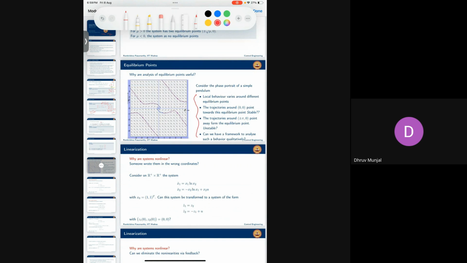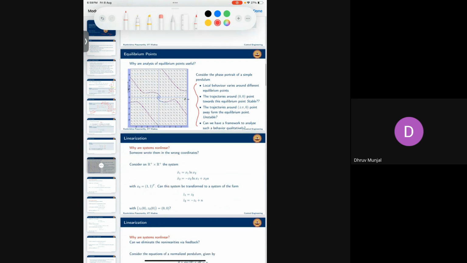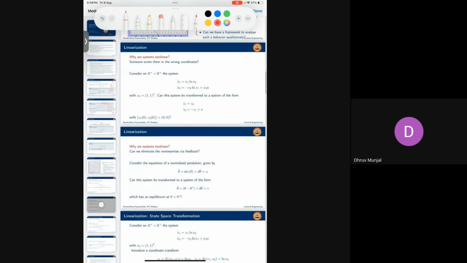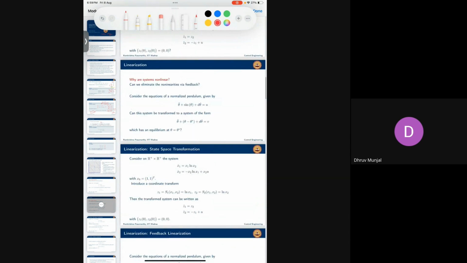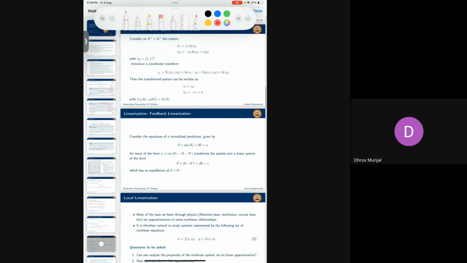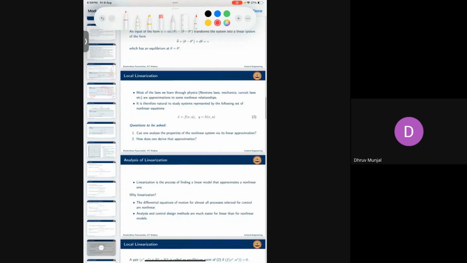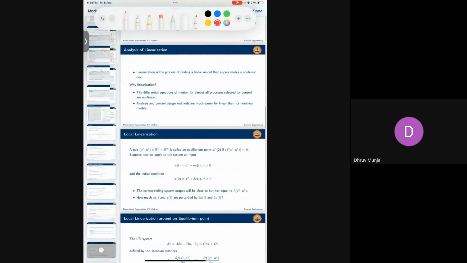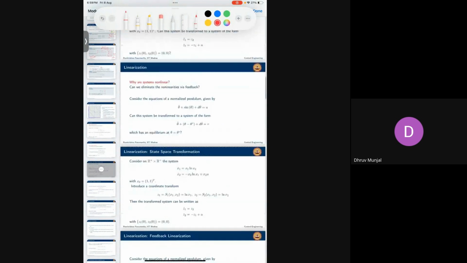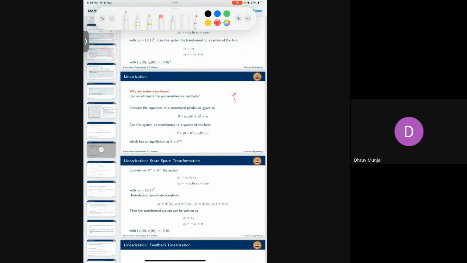Local behavior varies around different equilibrium points. Why do we need equilibrium points? The explanation has been given here. So for linearization, you can use any of the linearization methods, Jacobian linearization or Taylor series linearization, whatever you are familiar with or comfortable with. If I want to use Jacobian linearization, I would take this.